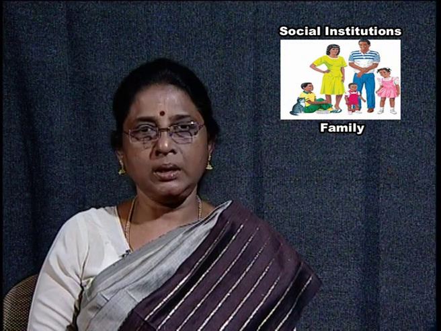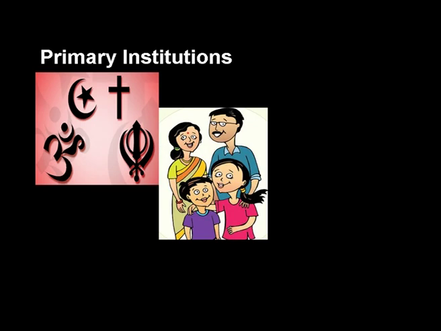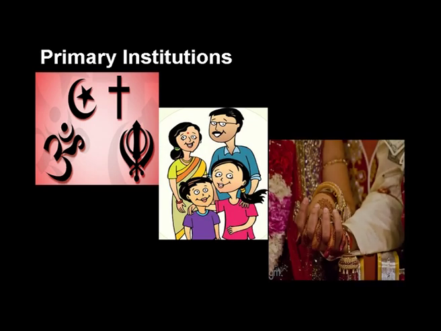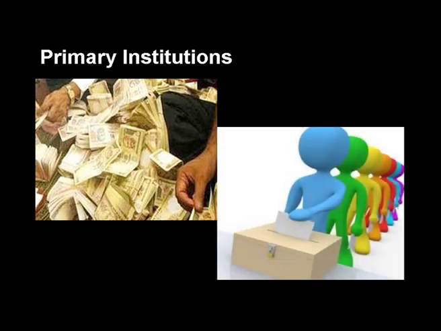Classifications of institutions. Institutions are classified into two categories. They are primary institutions and secondary institutions. Institutions like religion, family, marriage, economy and some forms of political systems are primary in character. They are basic to human life. These institutions are found even in the primitive societies.